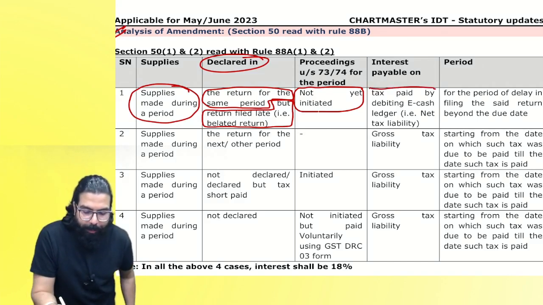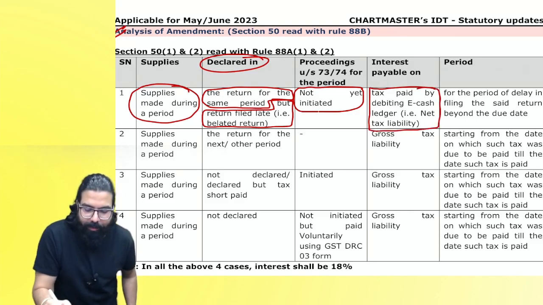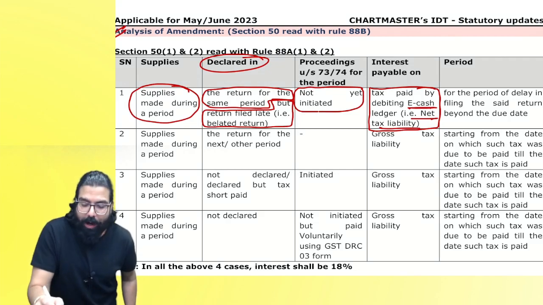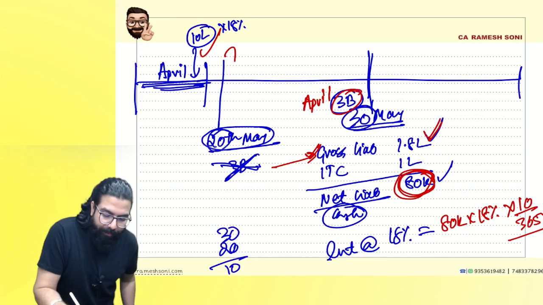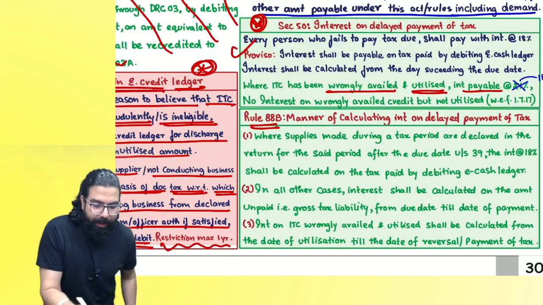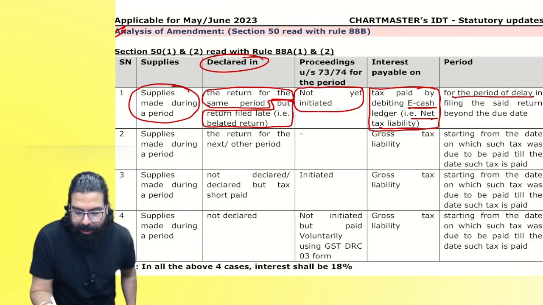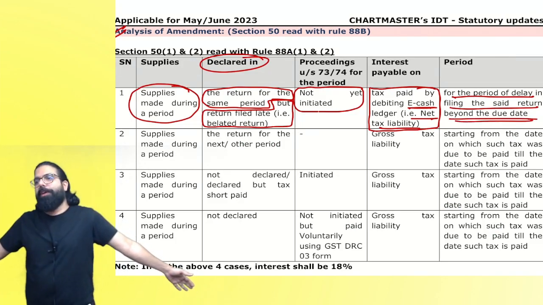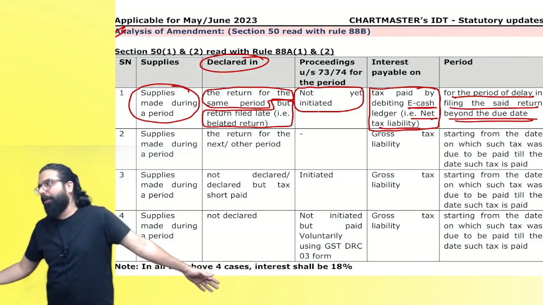Then, Baba, you just have to pay the tax. On what amount interest? Whatever you are paying through your cash, that is the net tax liability. For what period, everyone? After the due date till the date of payment. For the period of delay in the filing of return beyond the due date. Is my point clear to all? Can I go ahead, everyone? Are we all 100% clear?